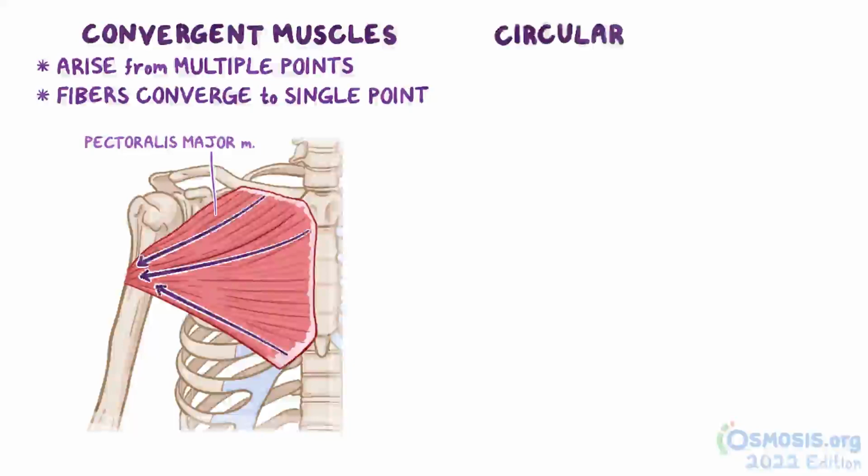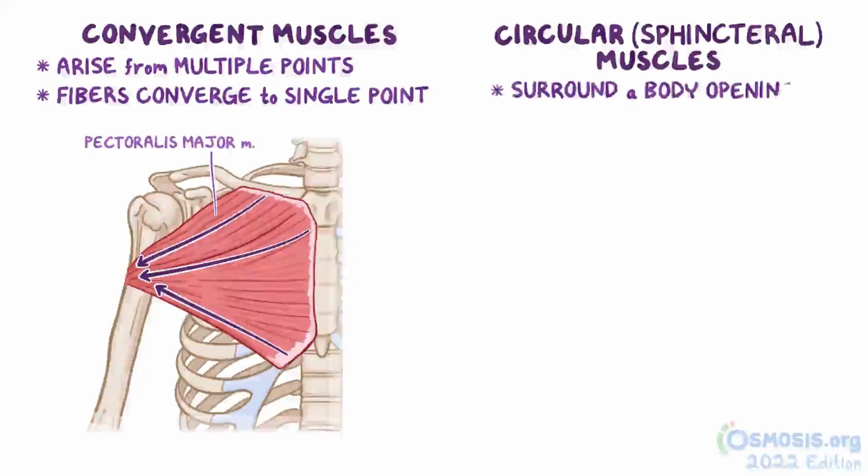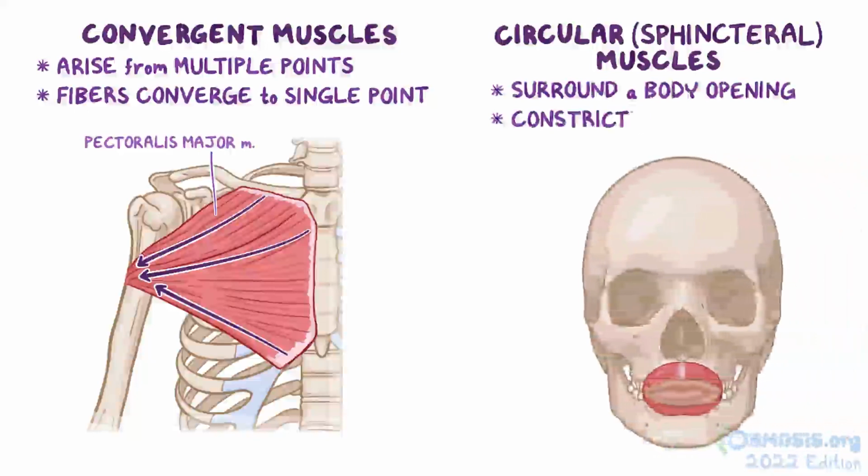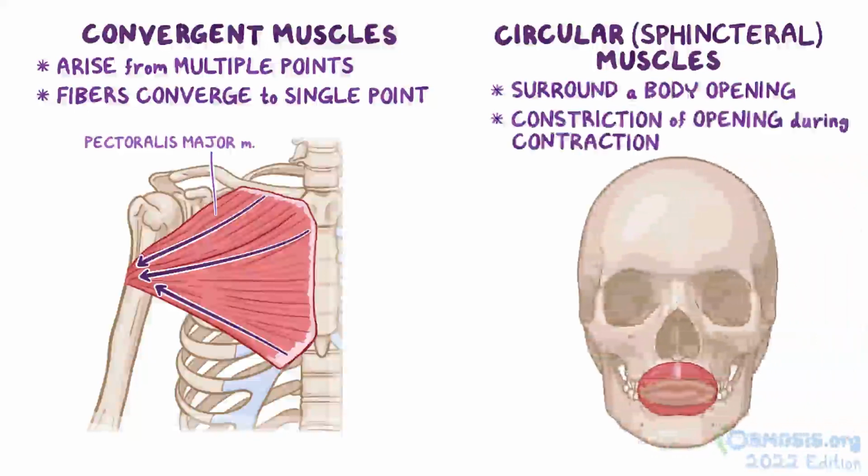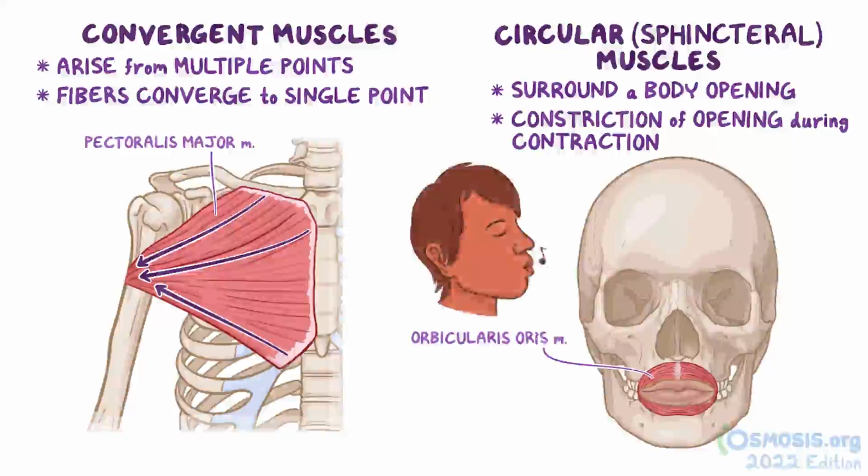Lastly are circular or sphincteral muscles, which are indeed shaped like a circle. Typically, these muscles surround a body opening, and their circular shape causes constriction of the opening during contraction. For example, the orbicularis oris surrounds the mouth, and when contracted, it helps constrict the oral opening, seen when puckering your lips when whistling.